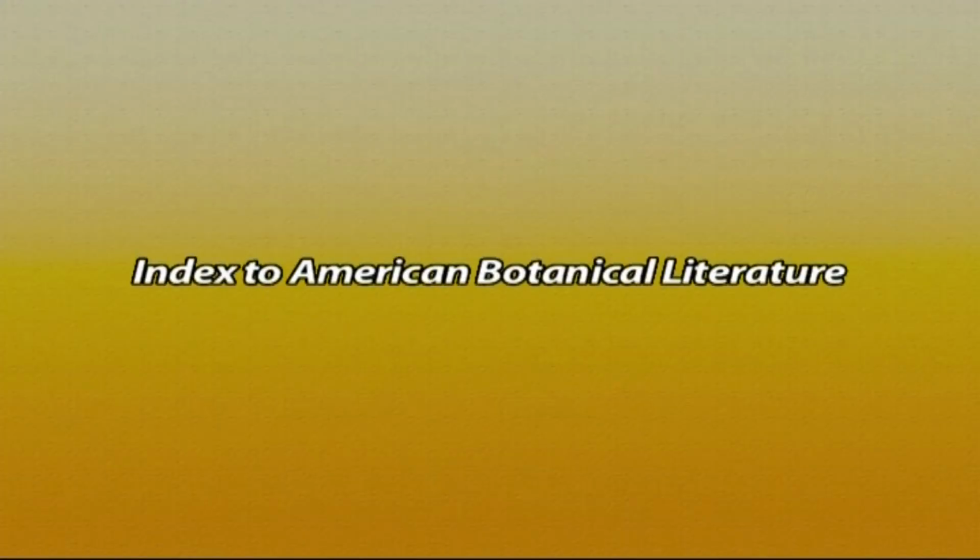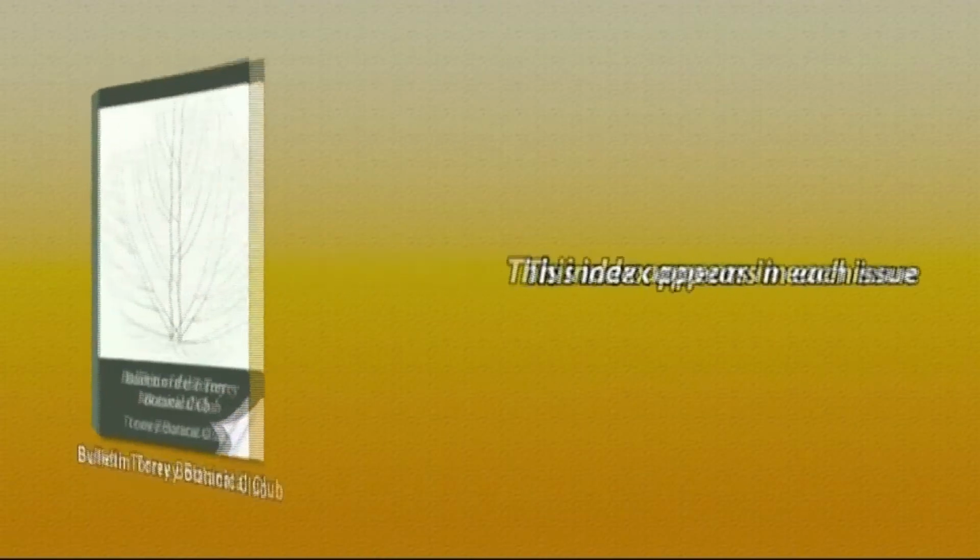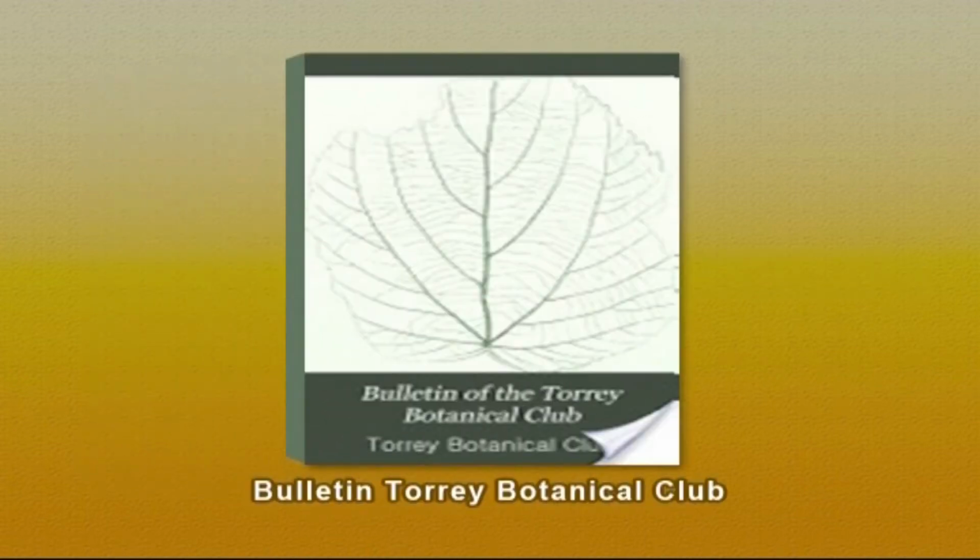One more bibliographic aid is Index to American Botanical Literature. It was started in 1886. This index appears in each issue of a journal, Bulletin of the Torrey Botanical Garden. The listings are arranged alphabetically by author under the subject groups. The index permits a review of all the papers written by an author.